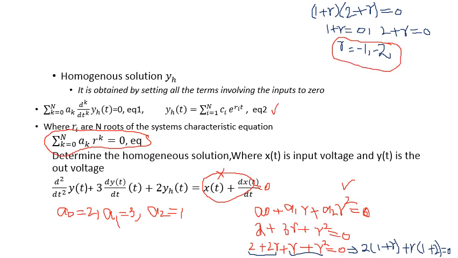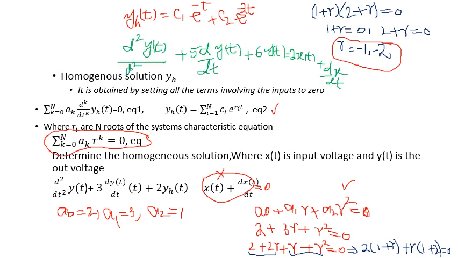Now putting it in equation 2, we get y of h, the homogeneous solution, which is equal to c1 e power minus t plus c2 e power minus 2t. So this is the solution for this differential equation. As homework, I give you one problem, as shown here. You can do it by yourself.